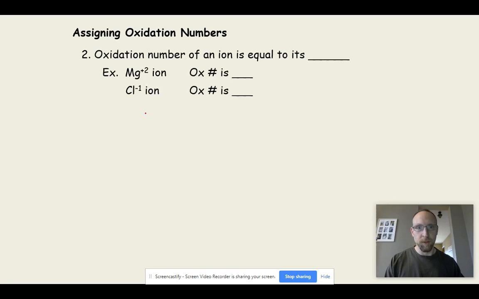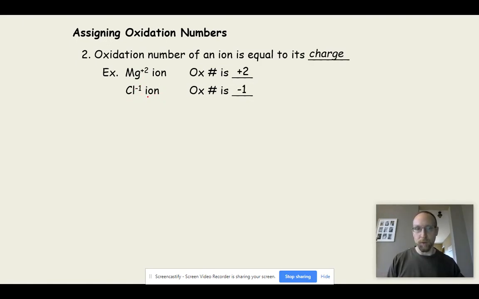So rule 2: what about an ion? That's pretty easy. If you have an ion in the reaction, then the oxidation number is equal to its charge. Simple. If we have an Mg2+ ion, that +2 is going to be given to you. You're not adding that in. Then that means the oxidation number is +2. If you have a chloride ion, then the oxidation number is its charge.